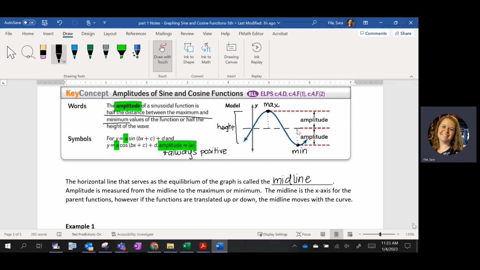But once we start transforming our graphs, that midline can shift up or down. We're not going to get to that today, but we will tomorrow. But that's the midline. The amplitude is the maximum to the midline or the minimum to the midline.